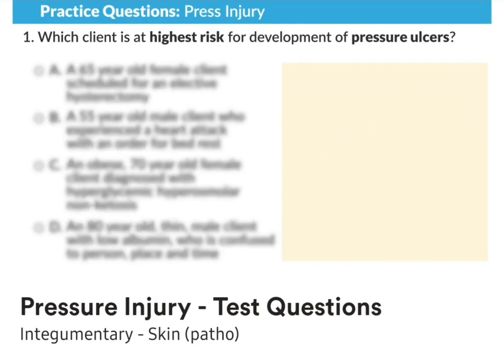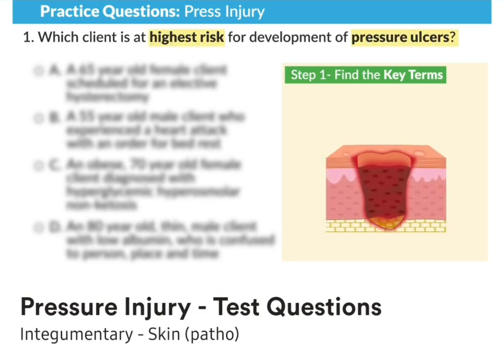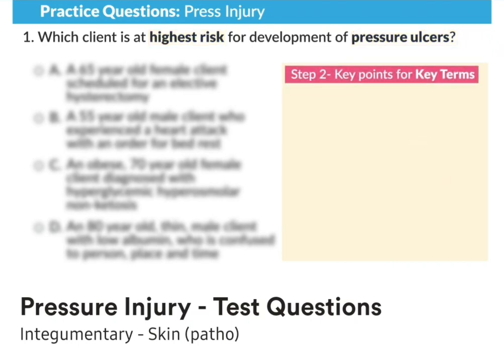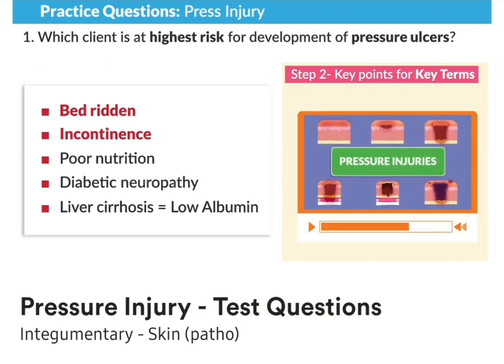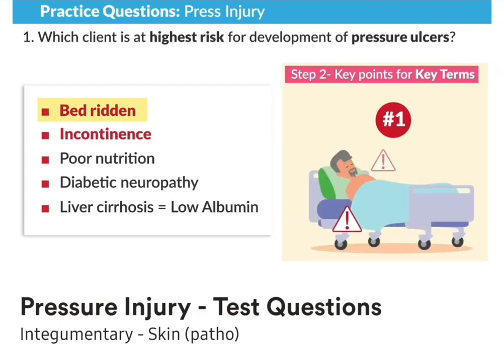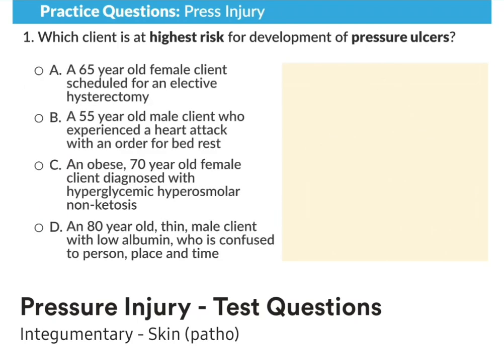Now, following the question breakdown strategy. Number 1, we always look at the key terms in the question. So key term is highest risk and pressure ulcer, also known as pressure injury. And number 2, think of a few things you know about those key terms. So for pressure injury or ulcer, this is that skin breakdown. We know from the full video that the big risk factors, number 1 is being bedridden for a long time. And number 2 is incontinence, followed by poor nutrition, diabetic neuropathy, and liver cirrhosis, resulting in that low albumin. So now let's look at the options.